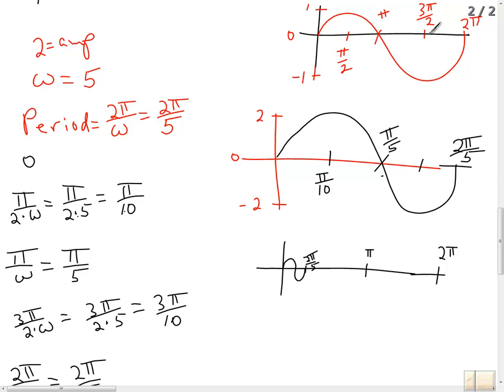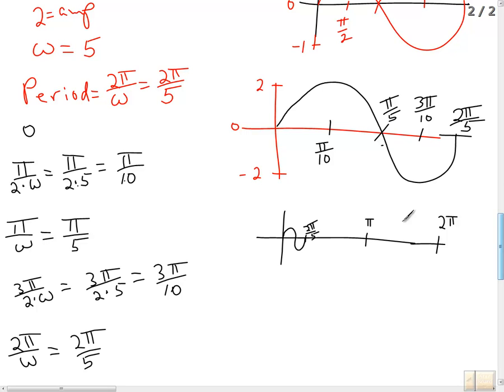And now the next one, instead of being at 3 pi over 2, this would be 3 pi over 2 times omega in the denominator, so 3 pi over 2 times 5 is 10, so that would be 3 pi over 10. And then, of course, we already figured out that the last one would be at 2 pi over 5. So instead of our sine curve ending at 2 pi, it's horizontally compressed to 2 pi over 5.